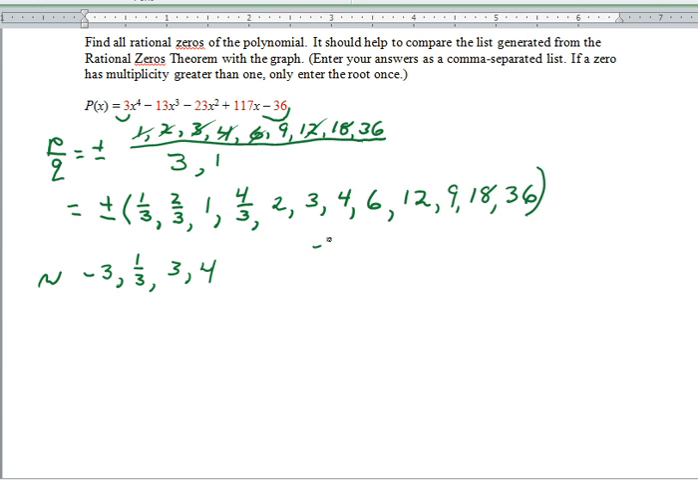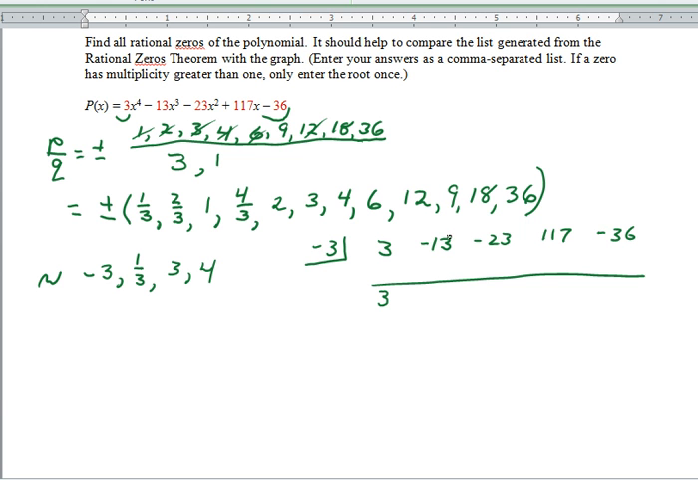If I use -3 as a divisor and copy down the coefficients so that I can do the synthetic division, I'll have 3, -13, -23, 117, and -36. 3 will be the leading coefficient in the quotient.